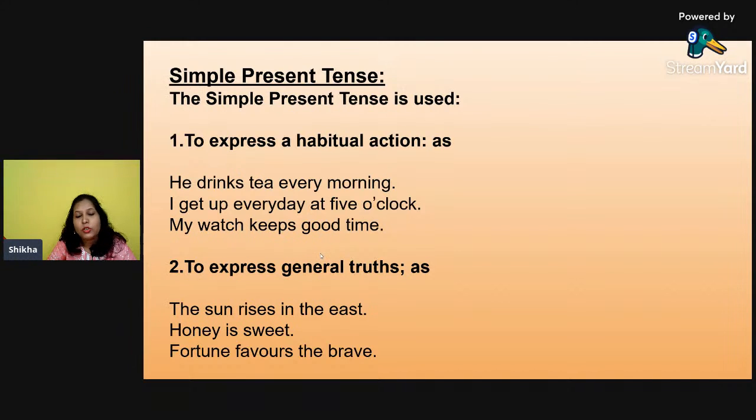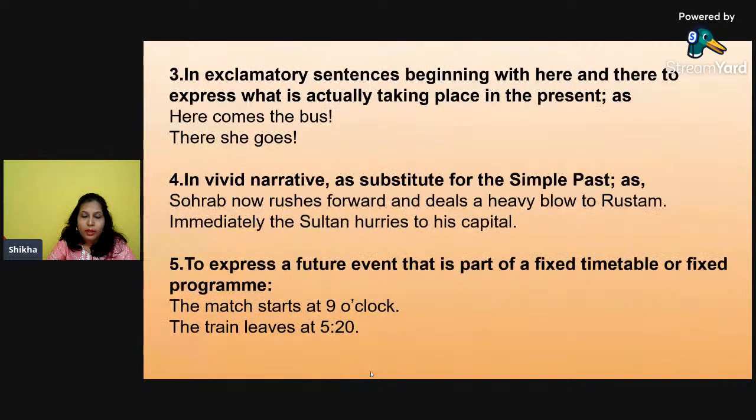And then when we talk about universal truths: the sun rises in the east, honey is sweet, fortune favors the brave. Okay, and then sometimes when we are excited and we talk about something which is happening right now: here comes the bus, there she goes, here comes your husband. Okay, so these are exclamatory sentences which are happening at that point of time and we are excited about the things. So we start the sentence with here and there, and these kind of sentences also come under simple present tense.